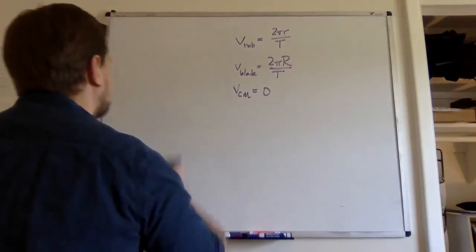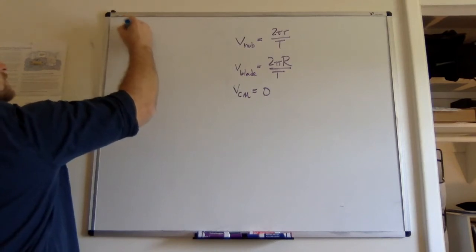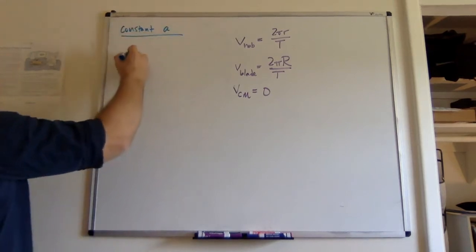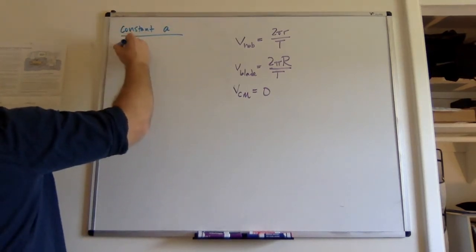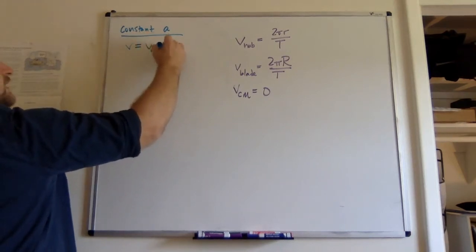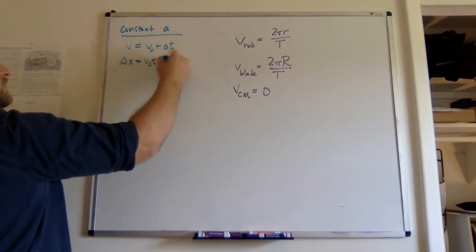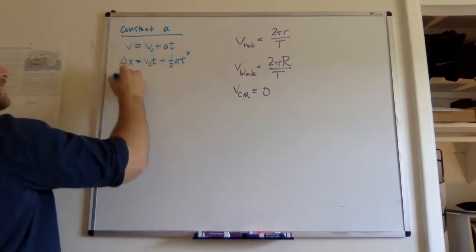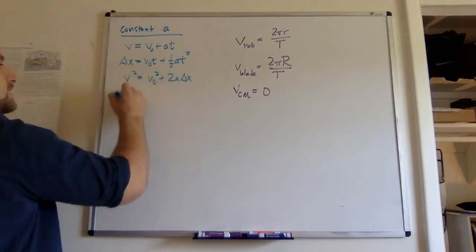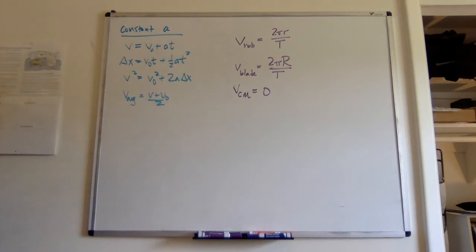We used to have constant acceleration kinematic equations. We had, let's see, V is V0 plus AT, delta X is V0T plus 1 half AT squared, V squared is V0 squared plus 2A delta X, and V average is equal to the sum over 2.